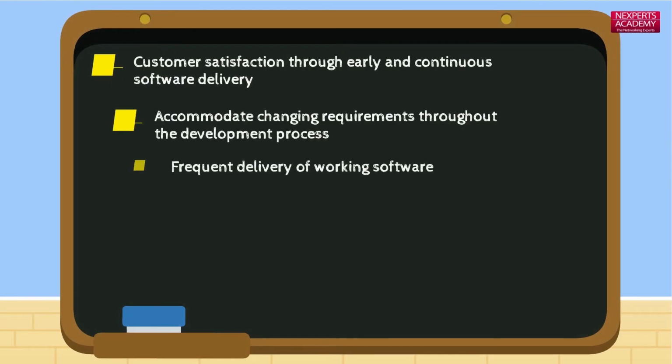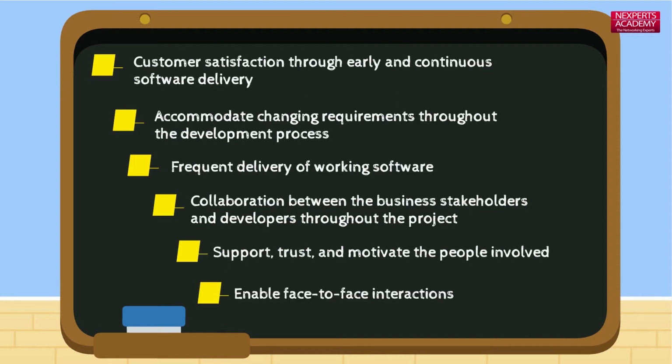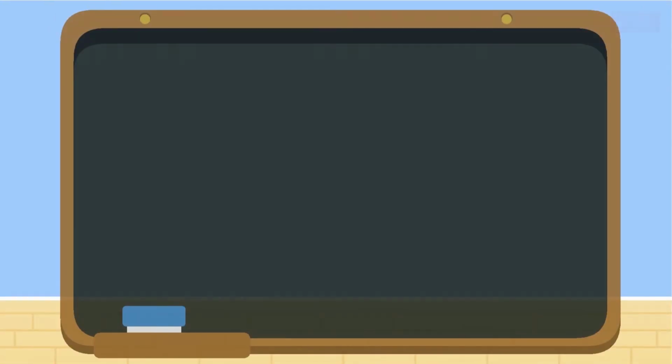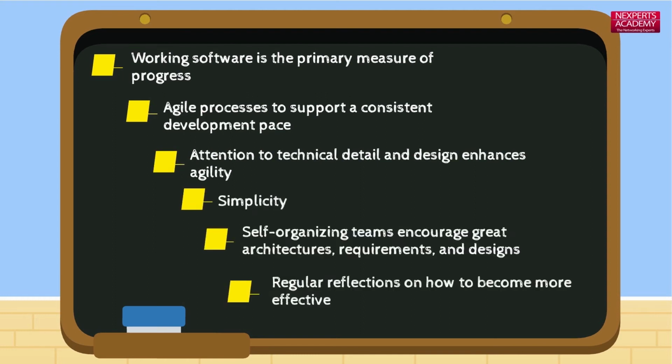The 12 Agile principles include customer satisfaction through early and continuous software delivery, accommodating changing requirements throughout the development process, frequent delivery of working software, collaboration between the business stakeholders and developers throughout the project, support, trust, and motivation of the people involved, enabling face-to-face interactions, working software as the primary measure of progress, Agile processes that support a consistent development pace, attention to technical detail and design enhances agility, simplicity, self-organizing teams encourage great architectures, requirements, and designs, and regular reflections on how to become more effective.